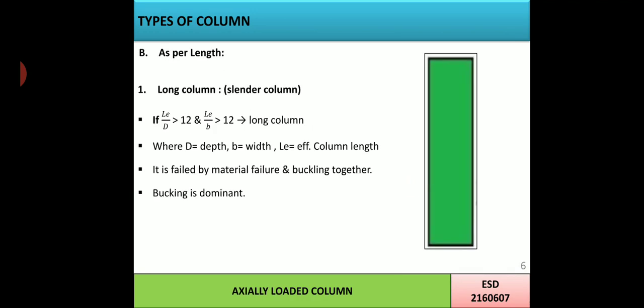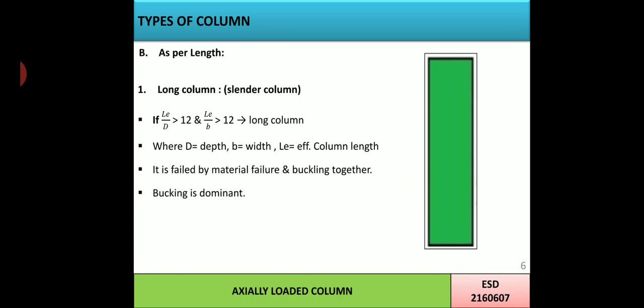Moving further, the second main category, that is as per the length. First one, long column. Talking about the dimension of the long column, if the length of the member is greater than its cross sectional dimension, then it is known as a long column. The condition for the long column is LE by D and LE by B should be greater than 12. Here LE is the effective length of the column, D is the depth, and B is the width of the column. It fails by material failure and buckling together.